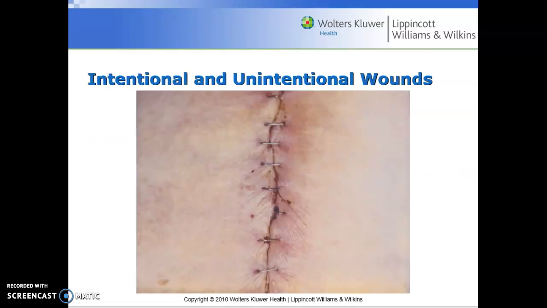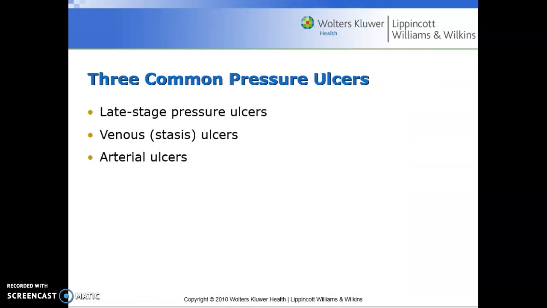So flipping through intentional and unintentional wounds again, let's go talk about the three common pressure ulcers. The three common pressure ulcers are going to be late stage, venous stasis, and arterial. The wound edges of these pressure ulcers cannot be closed with staples or sutures, okay? So they cannot be closed. These wounds can and tend to be chronic.